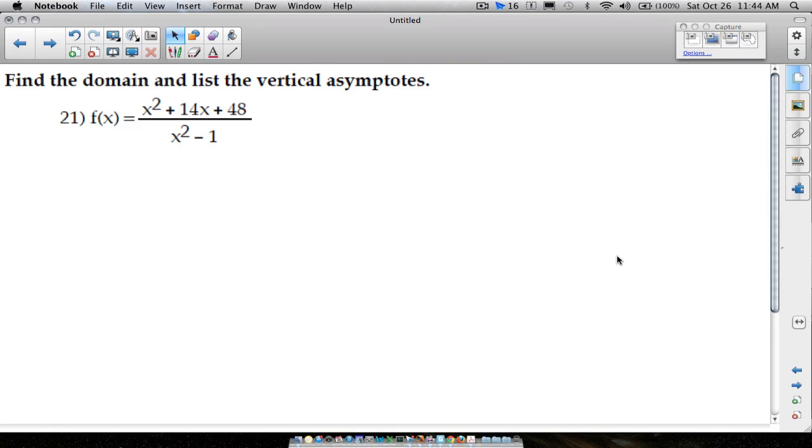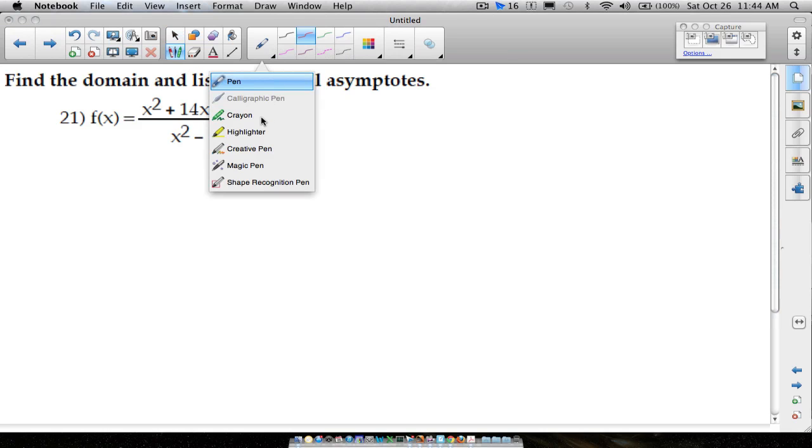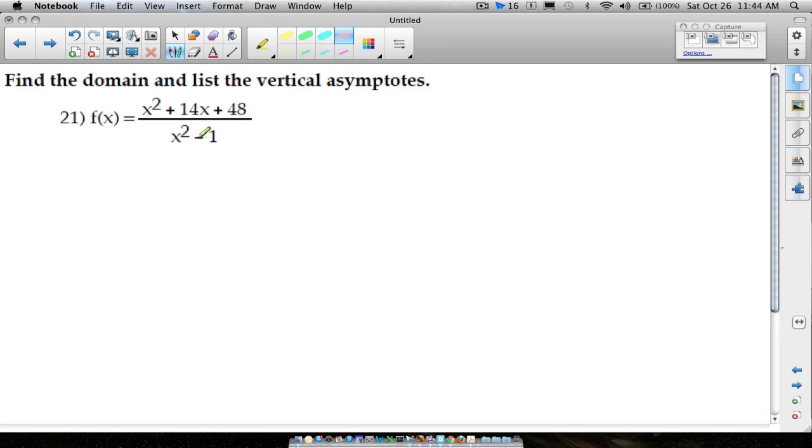All right, 21, find the domain and list the vertical asymptotes. In class, I mentioned this is going into the graphing piece of it. And we didn't do a lot of graphing, but we started talking about asymptotes and zeros and things like that. The vertical asymptotes, what you do is you set that bottom piece equal to 0. And that probably does ring a bell because we've done that before.